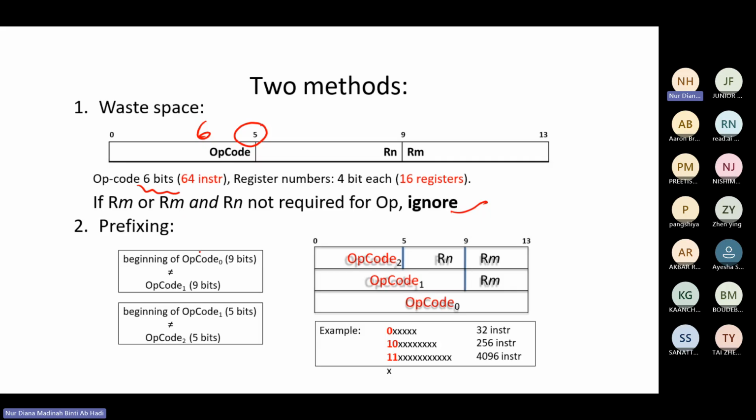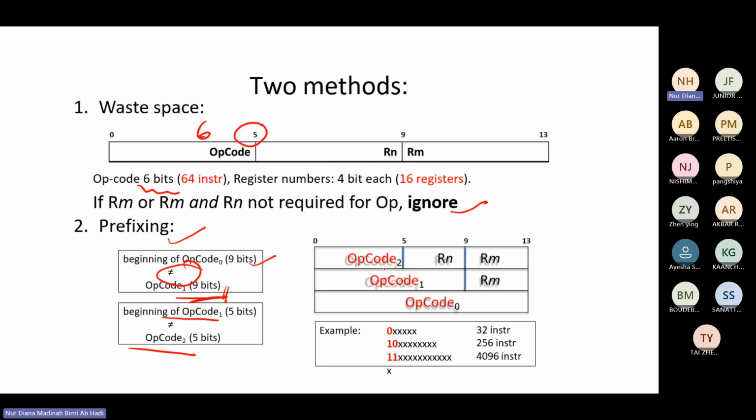So you're going to have your prefixes. The beginning of the opcode is 9 bits. It's not equivalent to your opcode of 9 bits. The beginning of the opcode will not be equivalent to your opcode like this. It will be different. So this one and this one are different. This one and this one are also different. It does not mean the same thing.